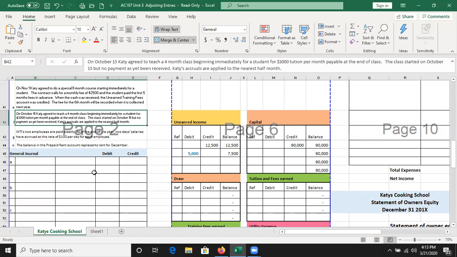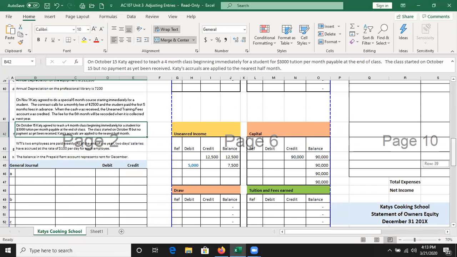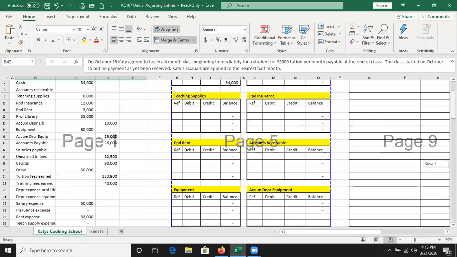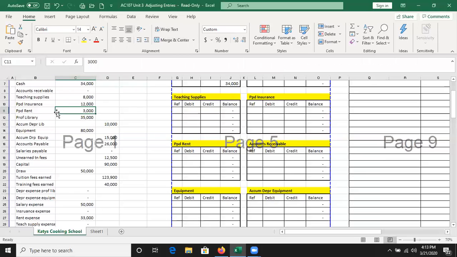And then H, the balance in the prepaid rent account represents rent for December. So what this means is, they recognized $3,000 of prepaid rent for December. It is now December 31st, so they have incurred that month of expense. This full 3,000 was for the month of December. They prepaid it. Now December is over, so you have to recognize that as an expense. Think about what you did with prepaid insurance.